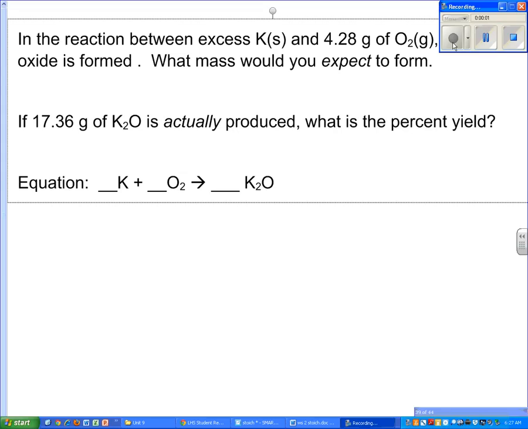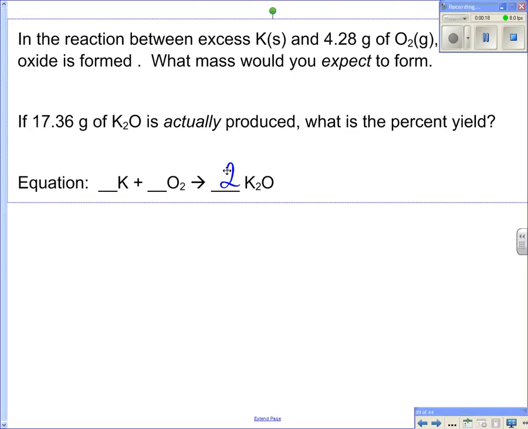In this problem, we're trying to determine the percent yield. And so the first thing we have to do is determine the theoretical yield, which is really just a mass stoichiometry problem. So the first step, as always, is we need to have a balanced equation. If we look, we have 2 oxygen, so I know I'm going to have to put a 2 in front. And then I also have now 2 times 2, which is 4 potassium, so I'm going to put a 4 in that blank.